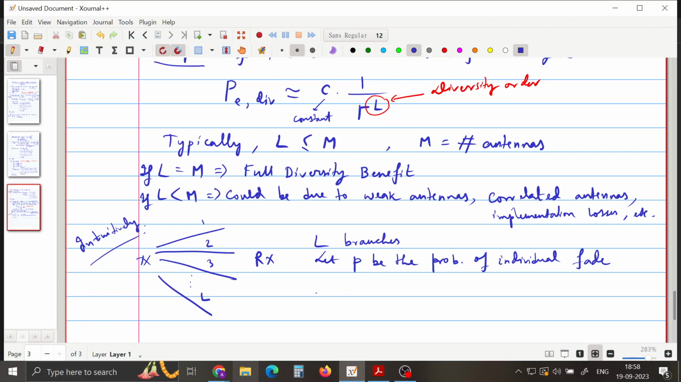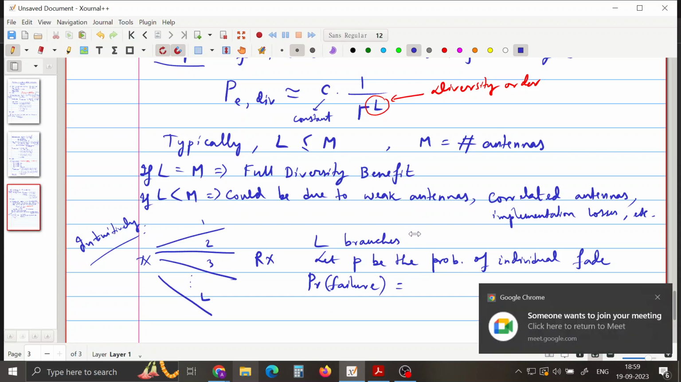So your probability of failure would be basically, if all of the L branches are independent, I am again assuming independence.